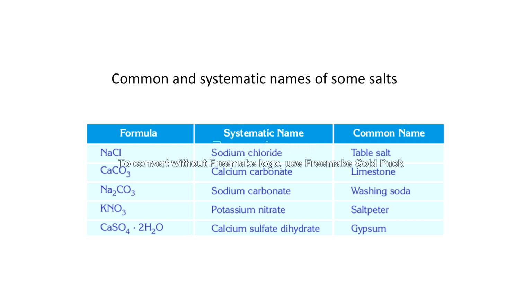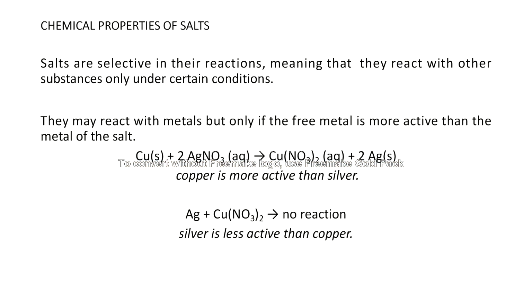We have Na2CO3, sodium carbonate, and the common name is washing soda. We have KNO3, potassium nitrate, and the common name is saltpeter. We have CaSO4·2H2O, calcium sulfate dihydrate, and the common name is gypsum.